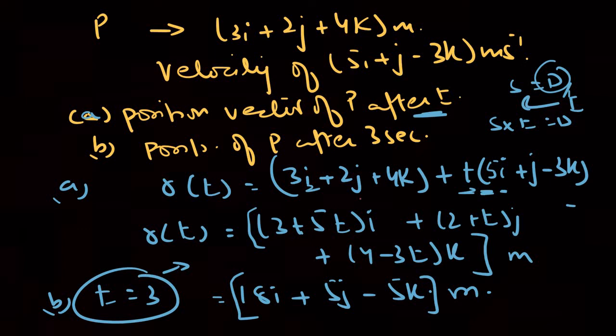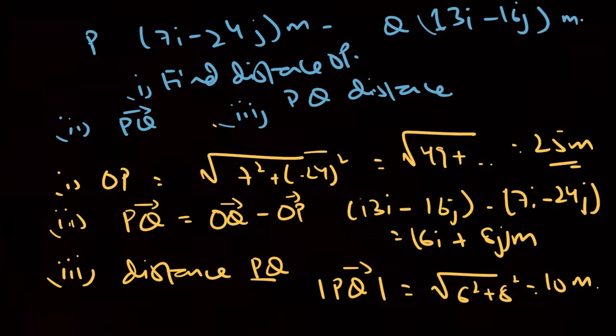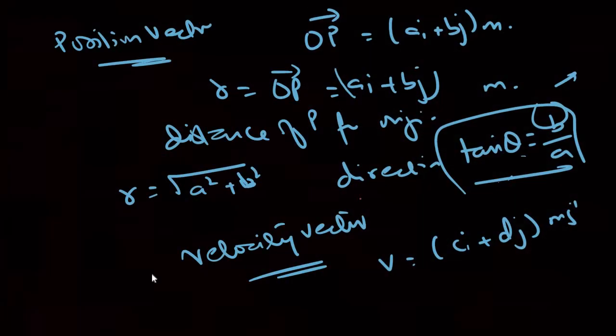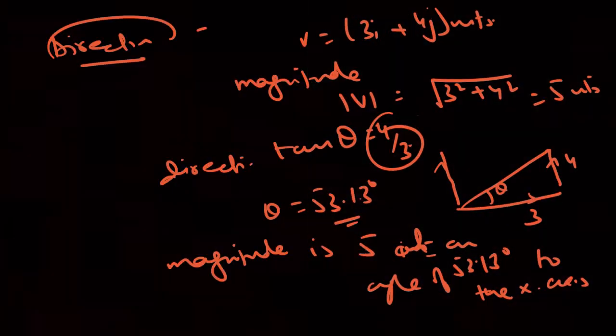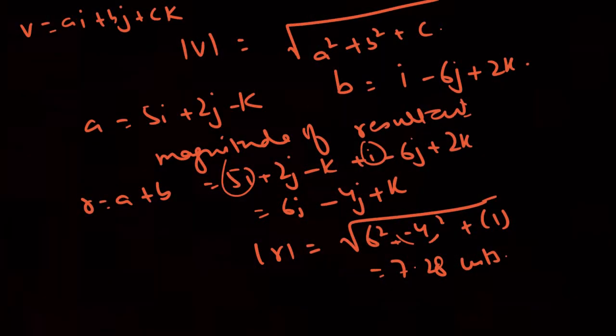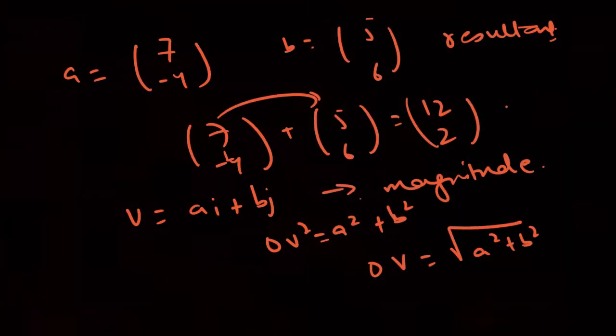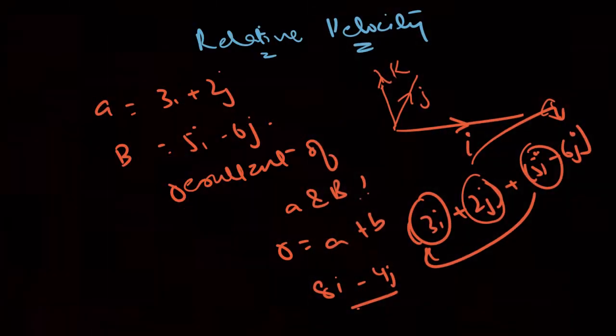Please look at the formulas. I am just coming back to it so that you guys understand the formulas as well. For direction we have to look at the tangent theta, for the position resultant we have to add simply, and for the magnitude we have to take the roots. Right, this is the end of the session. Hope you guys have understood this one.